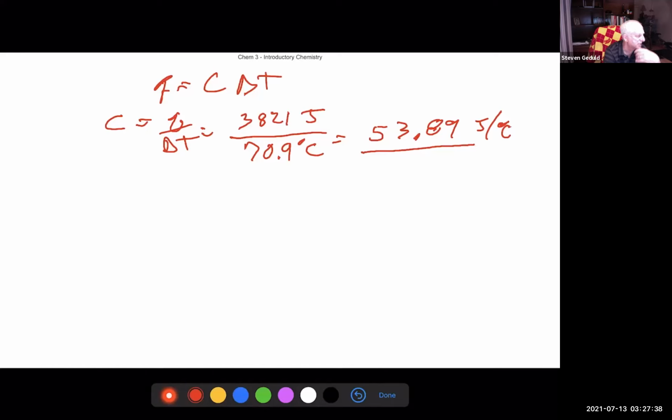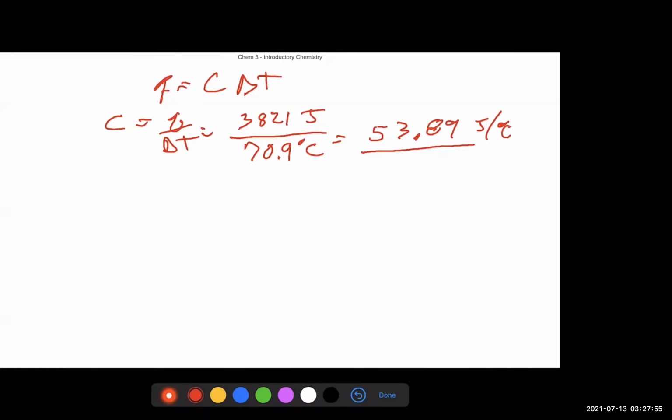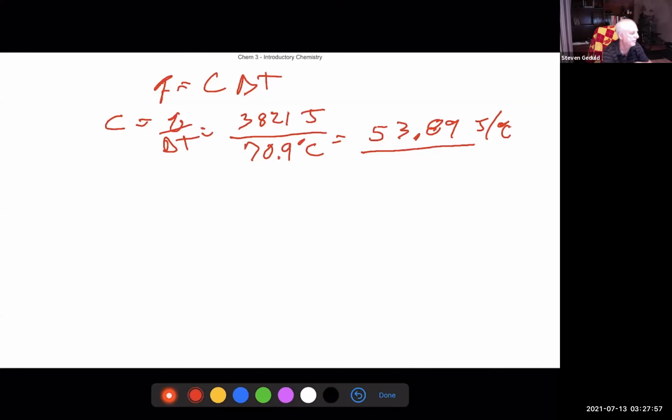Okay, now the second part says the mass is 34.1. Use that to determine the specific heat of the object. Specific heat is joules per gram degree centigrade. I got the second part. Oh, you already got that? Yeah, I got the second part. Okay. Yeah, they just substitute that number back in.